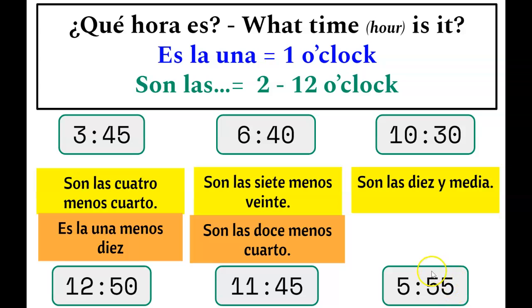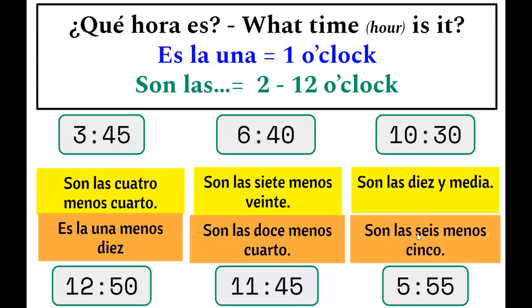5:55, it's 5 minutes till 6. I'm using the word 5 and I'm using the word 6. It's 5 minutes till 6. Son las 6 menos 5. I know that's confusing. With practice, you'll get the hang of it. Okay, it's 5 minutes till 6. It is 6 minus 5.